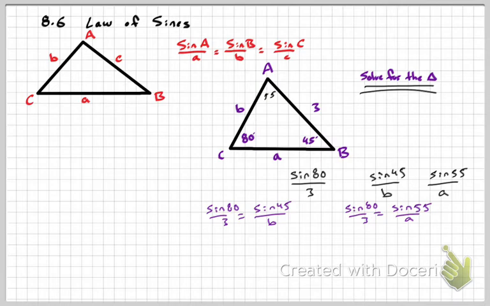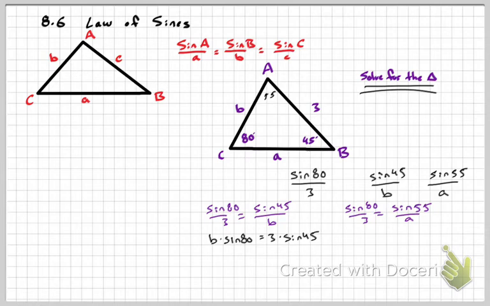The key thing, guys, for problems like this, is just putting the ratios together correctly. And then from that point, it's going to be using your calculator. I don't want to use my calculator until that variable is all by itself, so we're going to cross multiply. When I cross multiply, I get b times the sine of 80 equals 3 times the sine of 45.